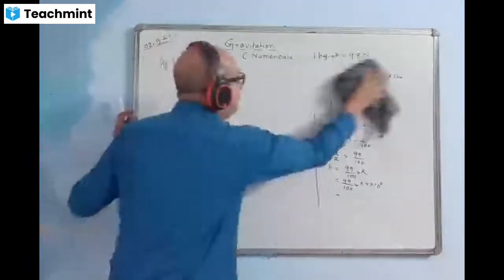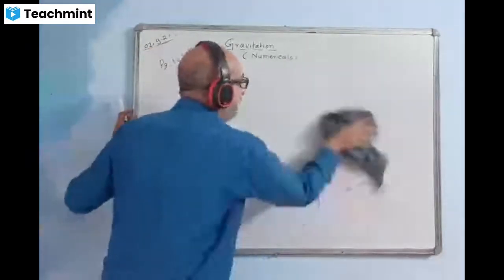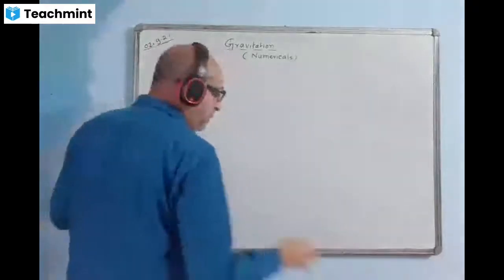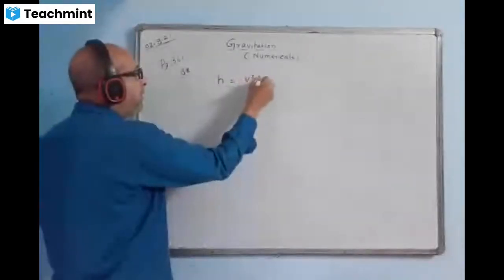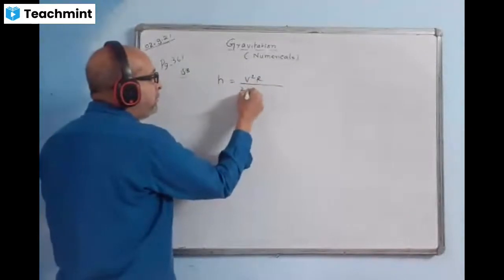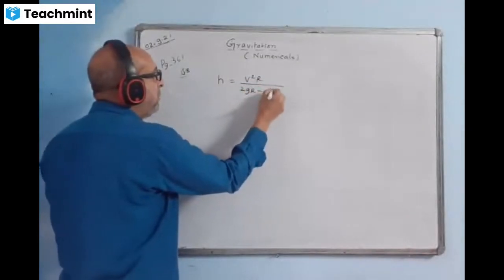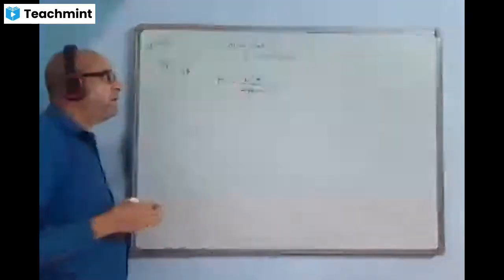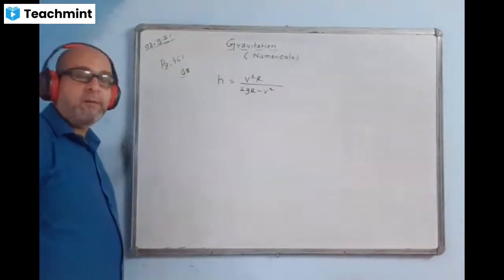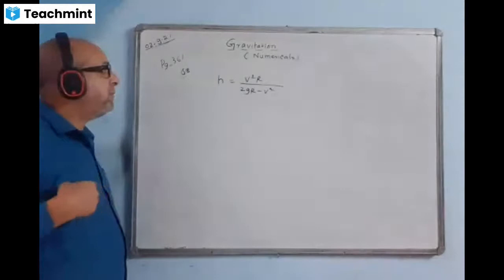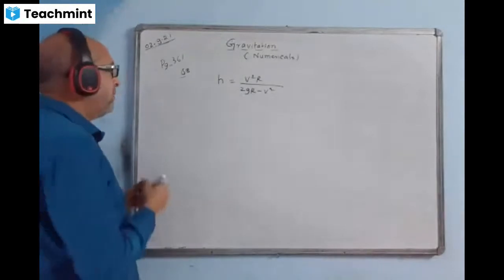Sir, u square sin square theta by 2g. Write that formula, right? H is equal to v square R by 2gR minus v square, isn't it? Please check the formula, sir. If there is a mistake, you remind me, then I'll correct. Okay, now correct.